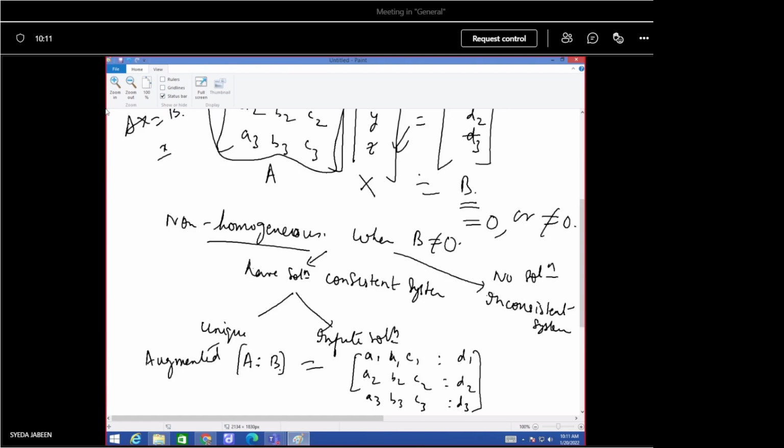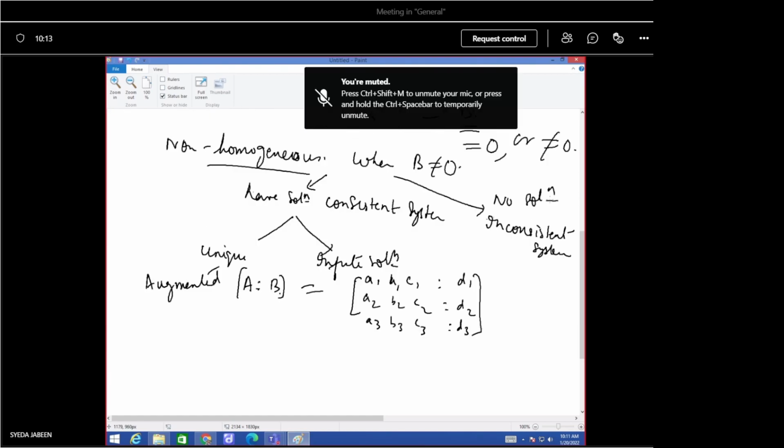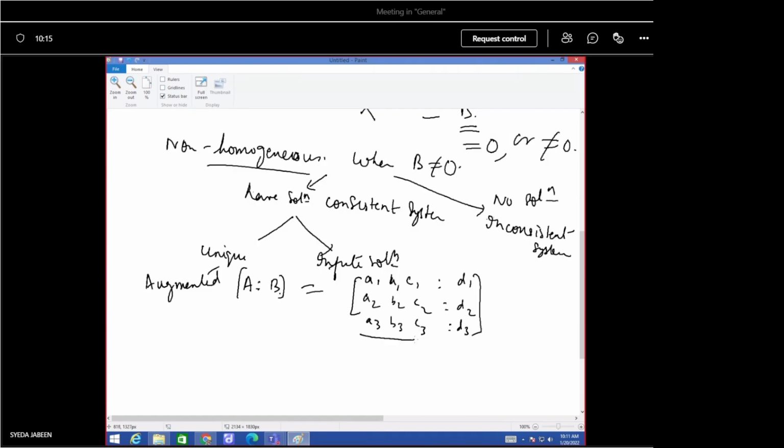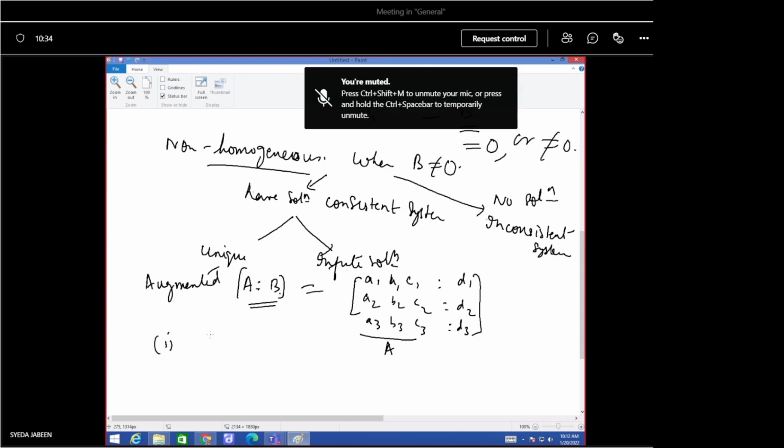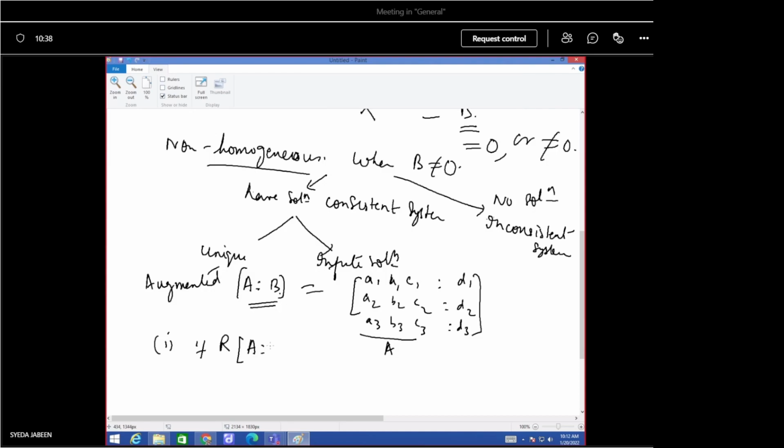So the first part of this matrix, you can see, is the matrix A, and the entire matrix is called the augmented matrix. Based on this augmented matrix, as well as the nature of this matrix, we can judge whether the solution is unique or not, or whether it has a solution or not. So there are different properties.